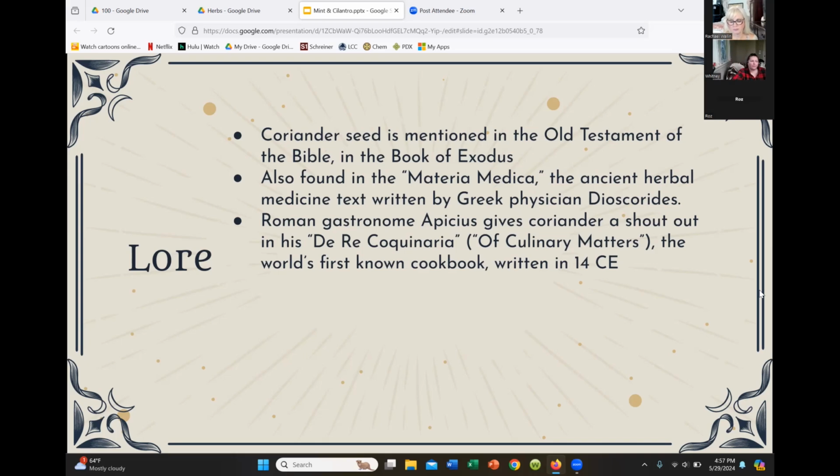So we also find mention of it in the Materia Medica, which is the ancient herbal text written by, I still don't know how to say the name, Dioscorides. Didn't you say it different, Roz? I did, but I don't know if I'm right. I said Dioscorides. Oh, yes, that sounds more Greek.